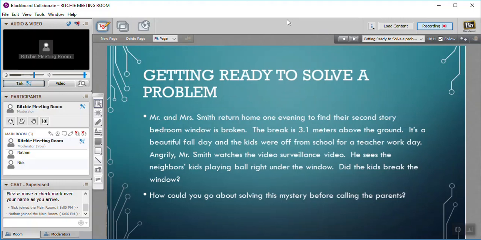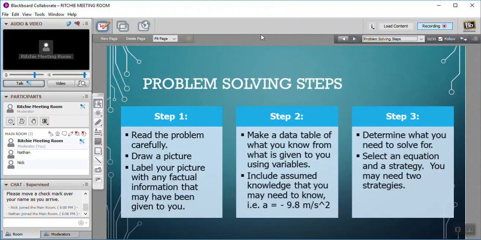So here is our problem. Mr. and Mrs. Smith return home one evening to find their second-story bedroom window is broken. The break is 3.1 meters above the ground. It's a beautiful fall day and the kids were off from school for a teacher workday. Angrily, Mr. Smith watches the video surveillance. He sees the neighbor's kids playing ball right under the window. Did the kids break the window? How could you go about solving this problem before calling the parents?